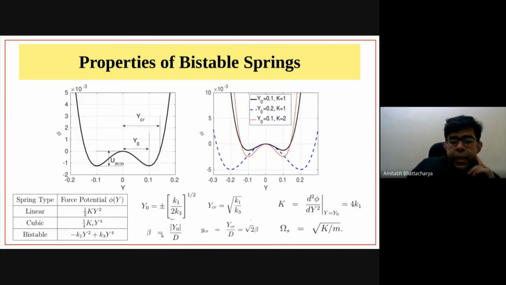And you can also write down these non-dimensional versions of the interval distance, which is beta. So beta is basically the magnitude of y naught divided by the diameter of the cylinder. This beta is what we will see going forward. And y critical is the non-dimensional threshold distance beyond which you will start to get double well oscillations. Going forward, you need to remember that whenever we say beta, it is a non-dimensional distance between the spring potential minima.